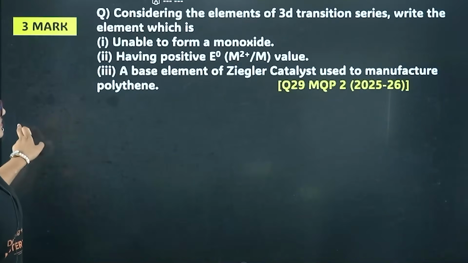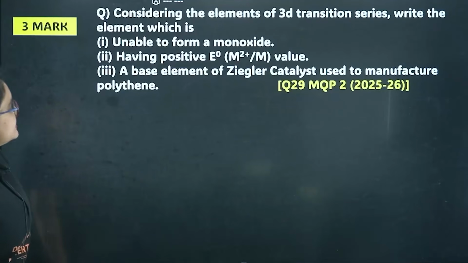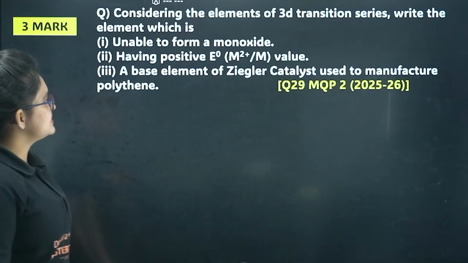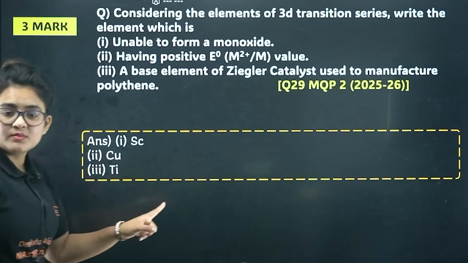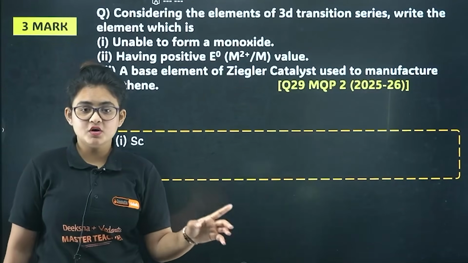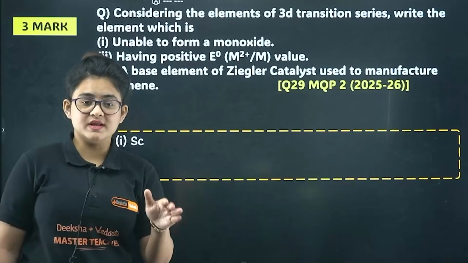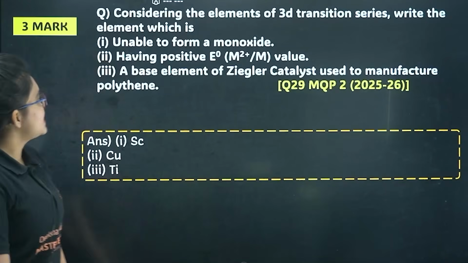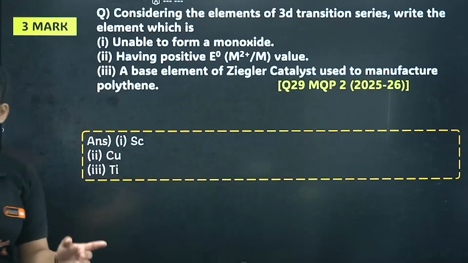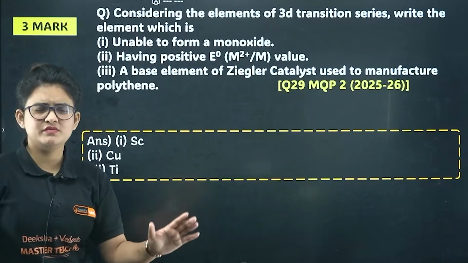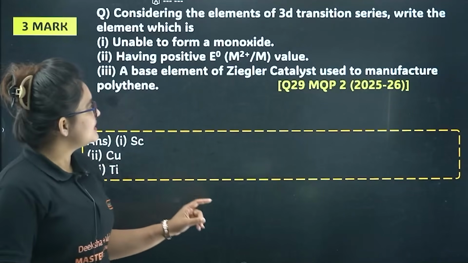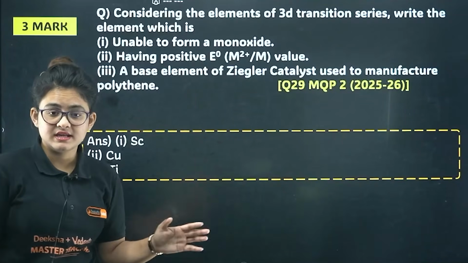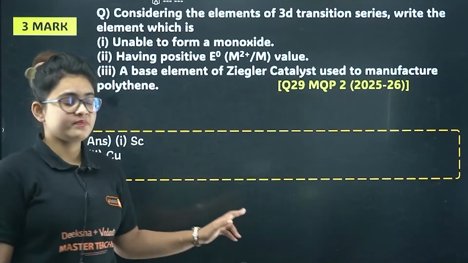Okay, let's proceed. Considering the elements of the 3d transition series, write the element which is unable to form monoxide, that is scandium. Scandium is unable to form the monoxide because it always exists in the +3 oxidation state. Next, having positive E0 value, that is copper, +0.34 something. Next, the base element of Ziegler-Natta catalyst, that is Ti, titanium.